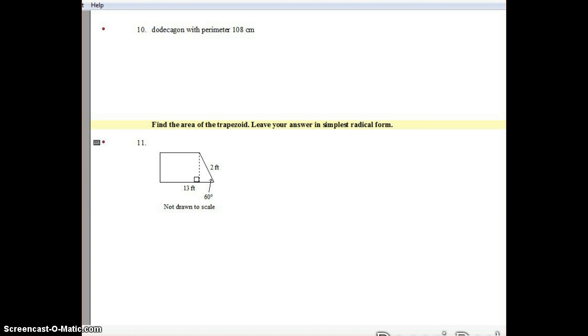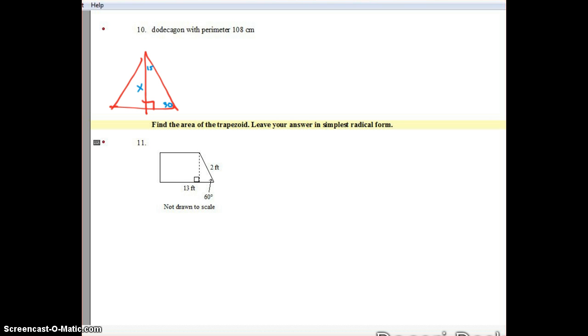All right, I'm going to go back to the dodecagon with perimeter of 108 centimeters. I'm just drawing that base triangle again and looking at the right triangle that's formed when we draw the apothem in. We found that the central angles of the dodecagon are 30 degrees, which makes the angle in our right triangle 15 degrees. And then this is 30. We really want to know that apothem there.